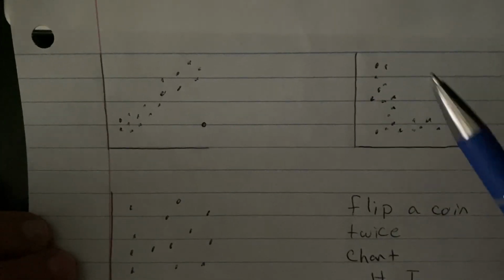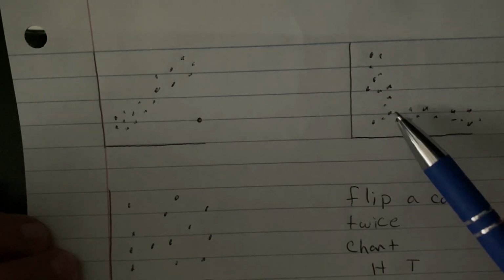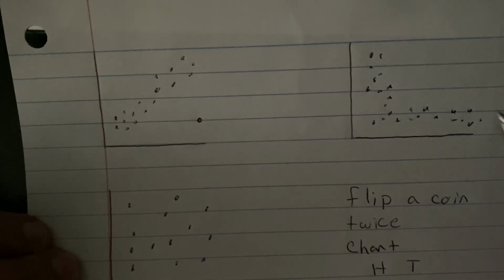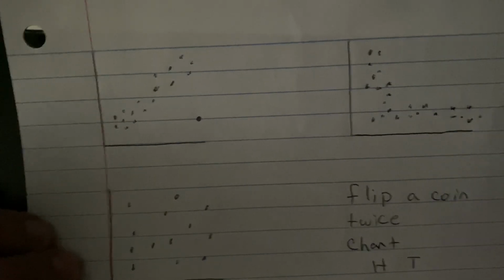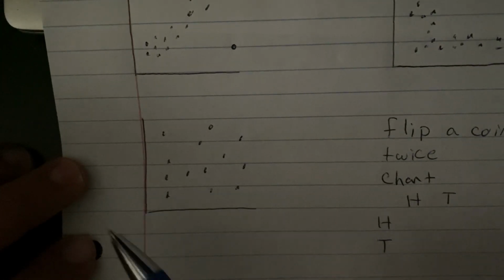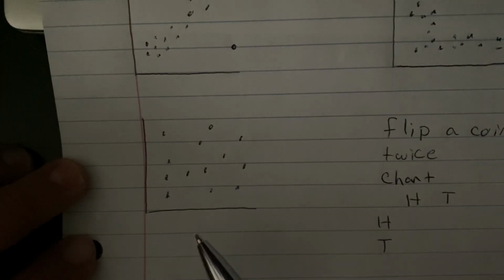This would be something that has a negative association, but it's also non-linear. You see how it's going down and to the right. And then here, there is no association.